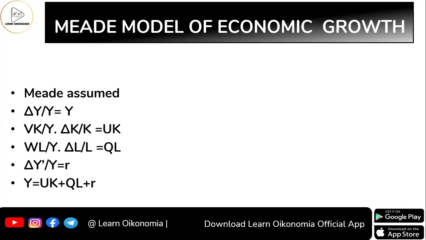Now our new equation is delta Y divided by Y is equal to Vk divided by Y times delta K divided by K plus Wl divided by Y times delta L divided by L plus delta Y dash divided by Y.